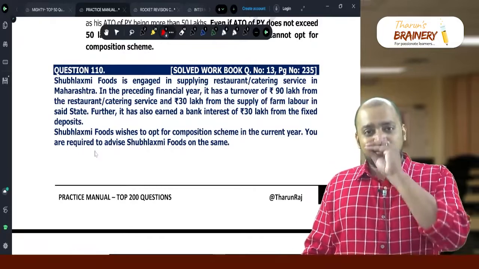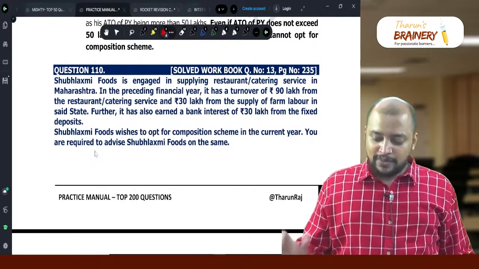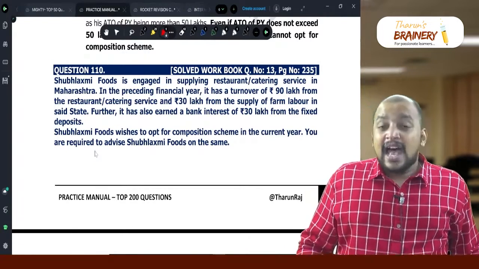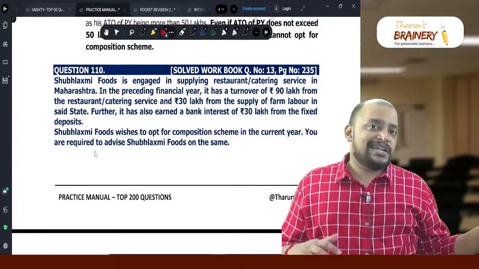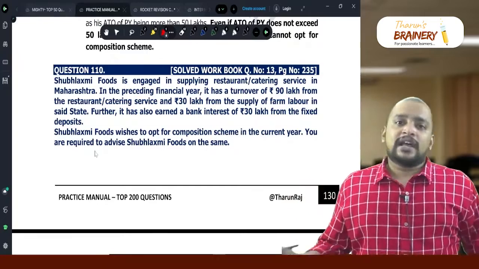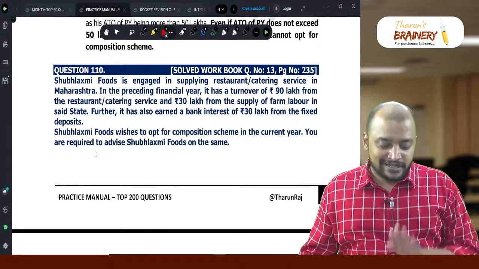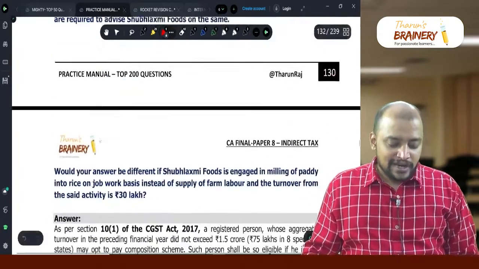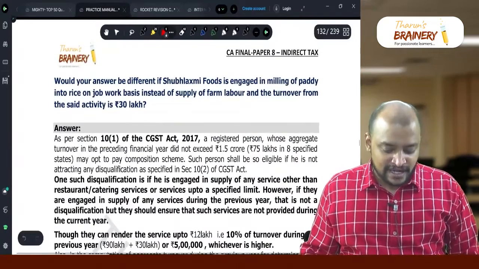So, in this case, interest should not be taken. So, therefore, it will be 120 lakhs. As the aggregate turnover during the previous year does not exceed 120 lakhs and they are engaged in supply of food, current year they can opt for composition scheme. Okay. So, current year they can opt for composition scheme.